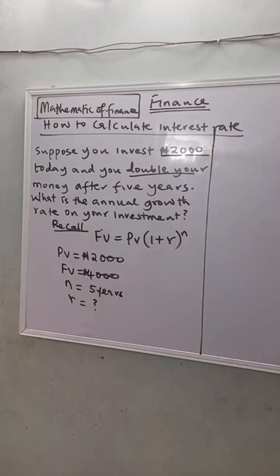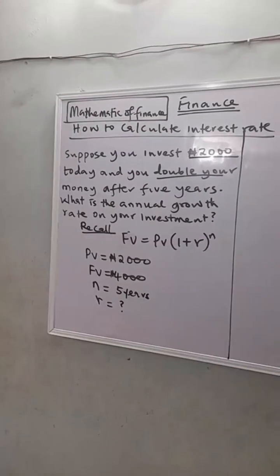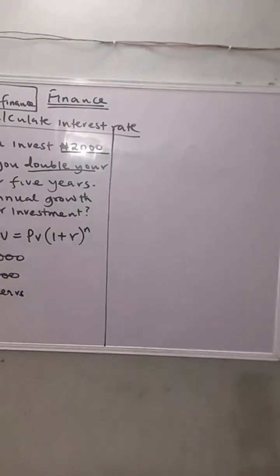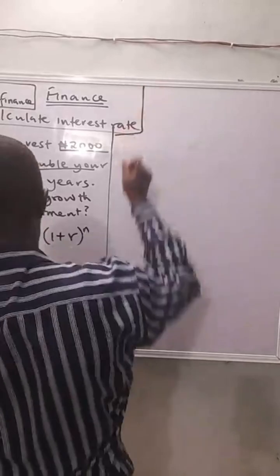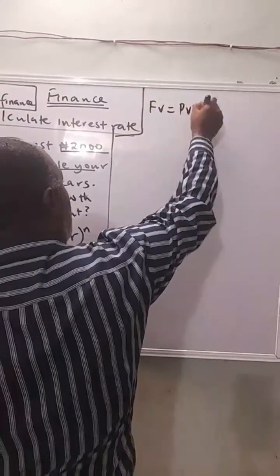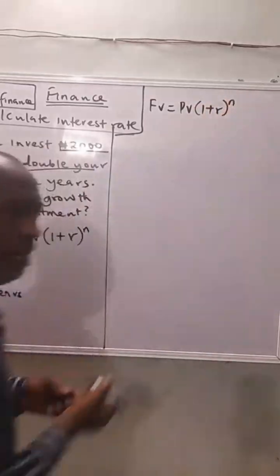Looking at the question very well, you can see for yourself that the present value is 2,000. That is the money today. The future value, doubling it, multiplying this by 2, will be 4,000. Number of years is still 5 years. R is what we're looking for. So here we have future value equal to present value into 1 plus R, all raised to power n.